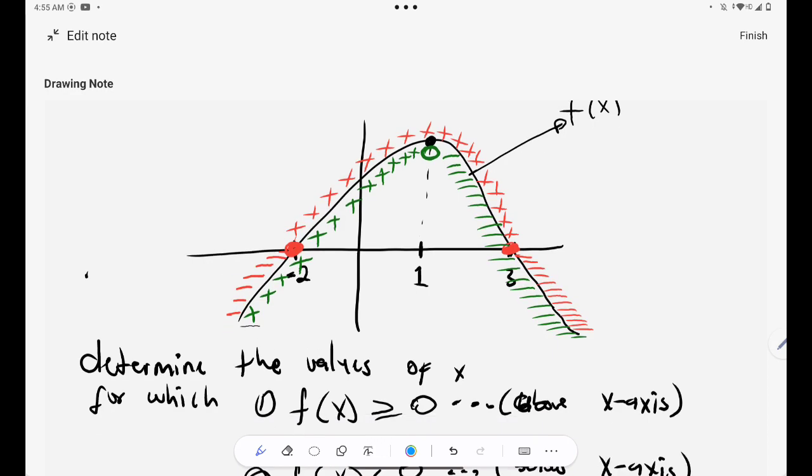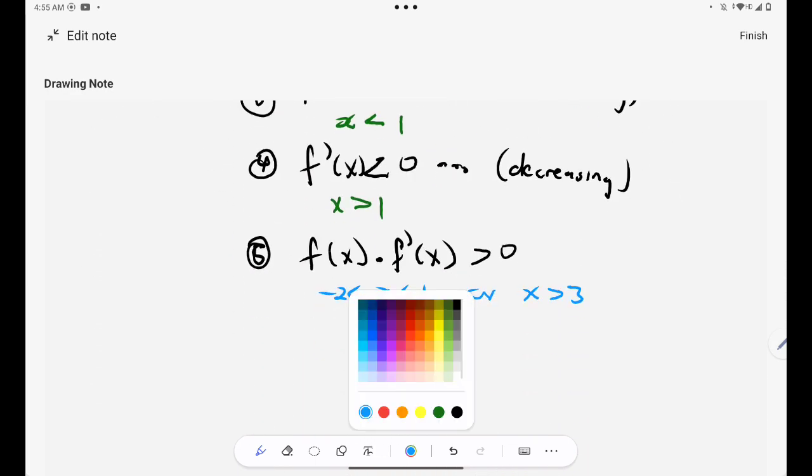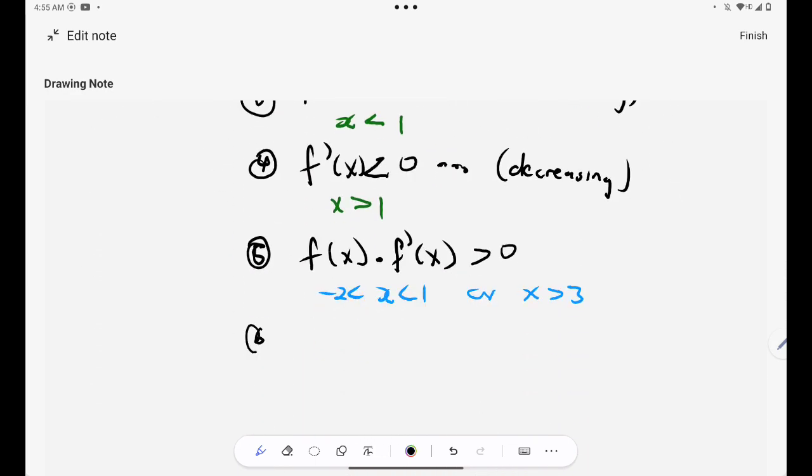Are you together? And then maybe the other one would say for which values of x will the graph and the derivative have different signs. Why am I saying they have different signs?